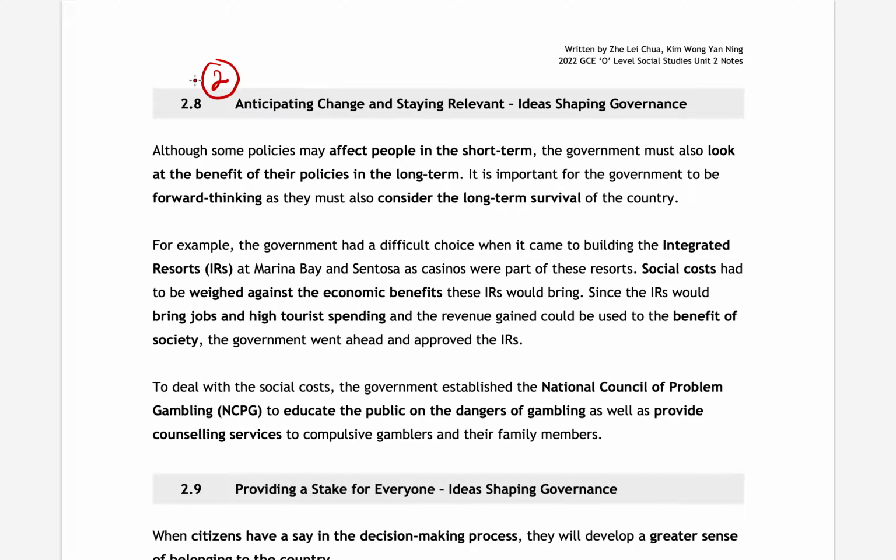Social costs needed to be weighed against economic benefits. The government argued that yes, the building of these integrated resorts, the casinos and whatnot, will bring a lot of economic benefit for Singapore. But at the same time, there were many severe social costs that could come up with the building of these casinos. IRs are essentially a way to make money lah, obviously, right? And this money that the government gained from building these casinos and people visiting these casinos can be used for better things, for nation building.